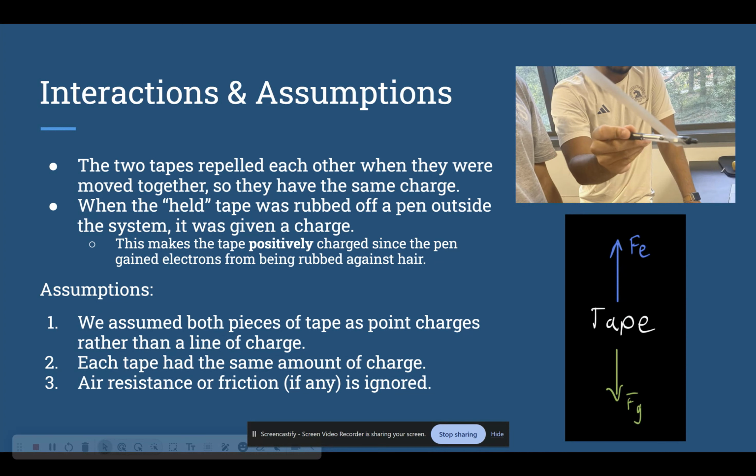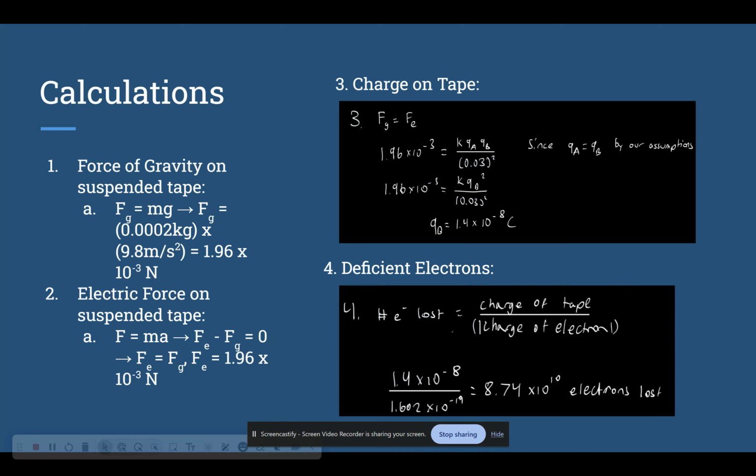And on the right, you can see the upwards electric force and the downwards gravitational force. So we did the calculations. Force of gravity and electric force are equal to one another, both 1.96 times 10 to the negative 3 newtons. We found the charge and the deficient electrons, which were these numbers right here.